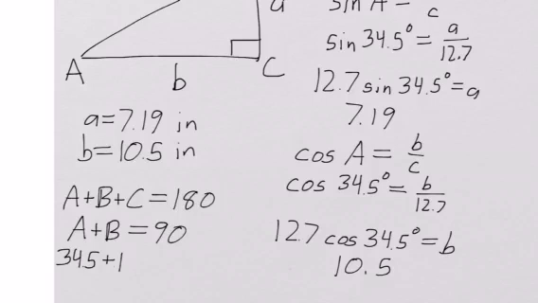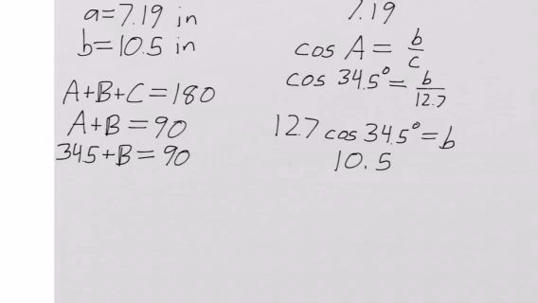And I will go ahead and leave off the degree sign here. So 34.5 plus B is equal to 90. I subtract the 34.5 from both sides, and I get B is equal to 55.5 degrees. So that would be the final step to solving this right triangle.